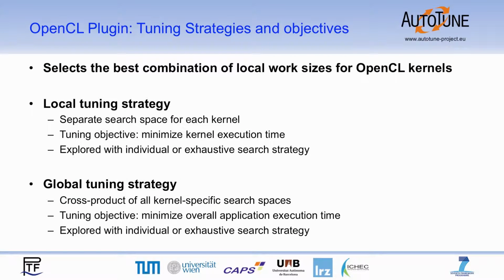The OpenCL plugin for Periscope Tuning Framework selects the best combination of local work sizes for OpenCL kernels. The plugin tuning strategies define how the search space is constructed and explored. With the local tuning strategy, a separate search space for each kernel is constructed. In this mode, the plugin aims to minimize the execution time of each kernel in the application.